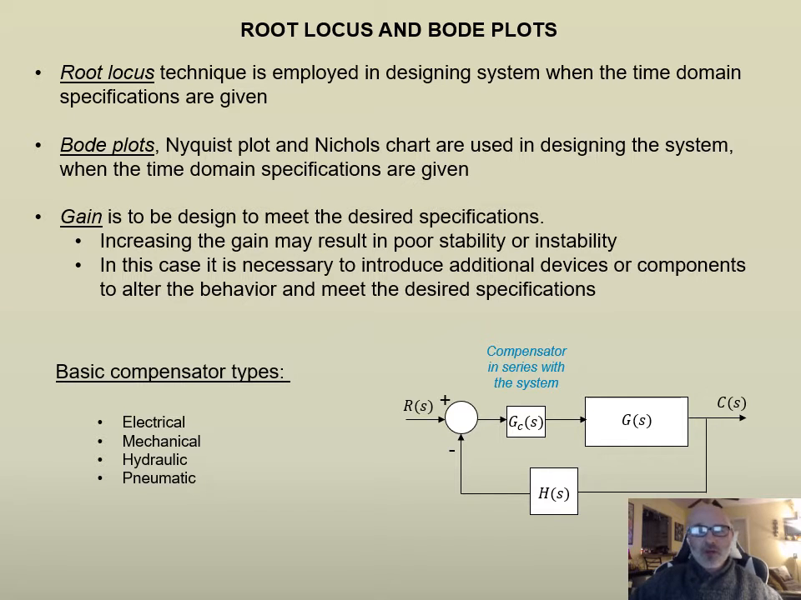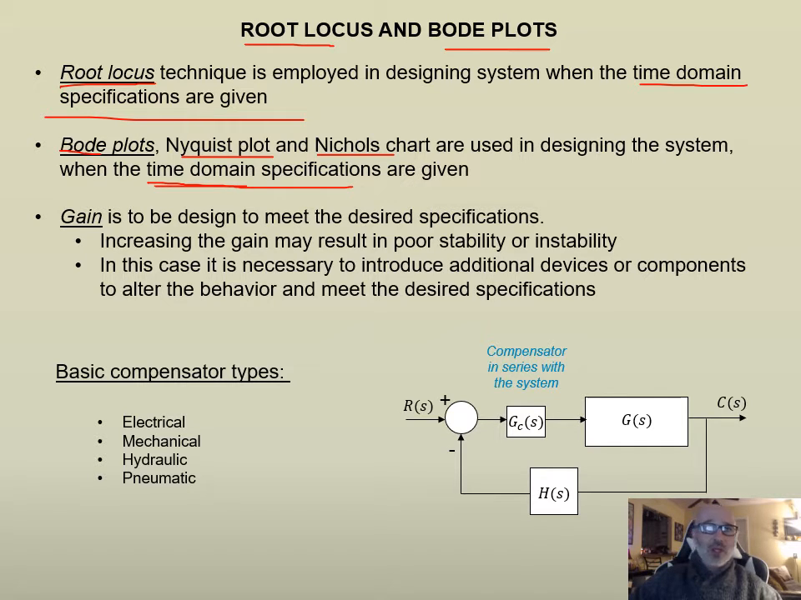We'll continue with a little more of a comparison between the root locus plot and the Bode plots. The root locus plot is a technique used for designing systems within our time domain. So again, the main difference here is time and frequency domain. If the time domain specifications are given to us or known within the system we're designing, then the root locus technique might be good for that. But for Bode plots, Nyquist plots, or a Nichols chart, we're typically dealing with frequency domain specifications of the system.